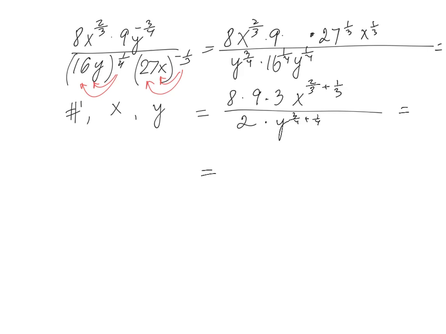All right, so now we simplify 8 and 2. 8 divided by 2 is 4. 4 times 3 is 12, times 9 is 108. x to 2/3 plus 1/3 is just 1, so I don't write it. And y to 3/4 plus 1/4 is 1 also. y on the bottom. That's it. Look, it's pretty painless if you follow all these steps, if you remember all these little tricks. Okay, good luck simplifying.